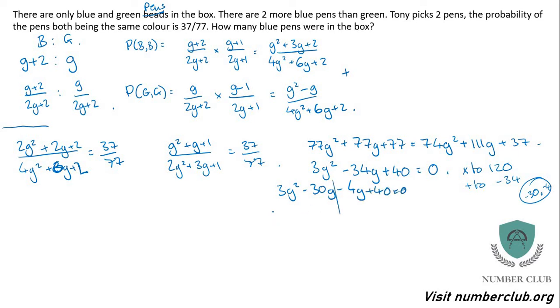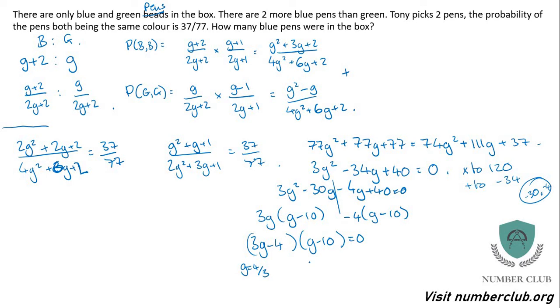And we're going to factorise both sides, and so we'll get 3G lots of G minus 10, and we'll get G minus 10 there, which means that we've got negative 4 there. So we get 3G minus 4 lots of G minus 10, which equals 0. So you get two potential solutions. One is to solve this bracket, 3G minus 4 equals 0, 3G equals 4, G equals 4 thirds. And the other is to solve for that bracket, which is G equals 10.